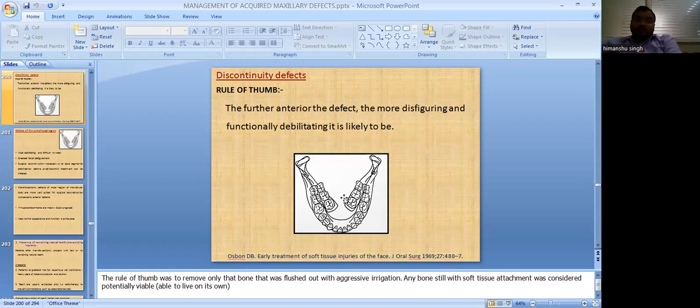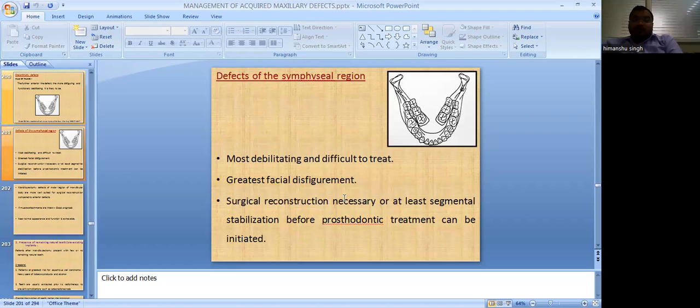Discontinuity defects. Rule of thumb: the further anterior the defect, the more disfiguring and functionally debilitating it is likely to be. Defects of the symphysial region. Most debilitating and difficult to treat. Greatest facial disfigurement is present. Surgical reconstruction necessary, or at least segmental stabilization, before prosthetic treatment can be initiated.